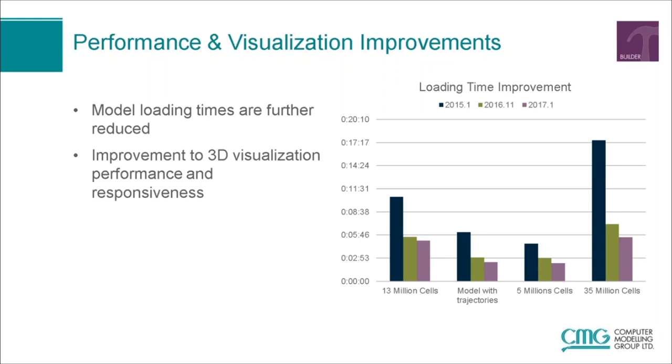So on the screen, we're showing currently the load time improvements of Builder from the 2015 version to the 2016 in green to 2017 in purple. And we can see the loading times have been greatly improved. We're seeing these large complex models open in about a half to a third of the time in 2017 compared to the 2015 version, which has been a big focus for a couple of years.